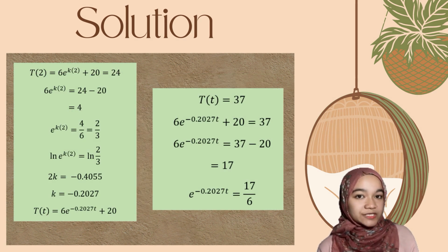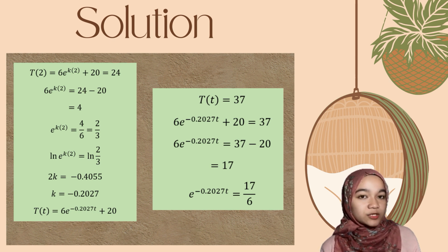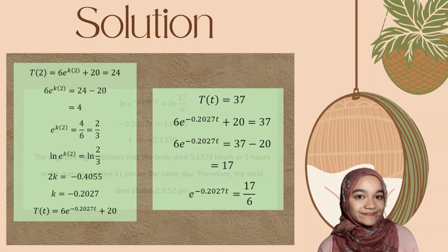Next, as our temperature after 2 hours is 24, we can find the k value. We found that k is equal to negative 0.2027. So, we can write our general solution, which is T(t) equals 6e to the power of negative 0.2027t plus 20. At the time of death, the temperature of the body is 37 degrees Celsius. Therefore, T(t) is equal to 37 degrees Celsius. So, we set the general solution equal to 37 to get the time of death.